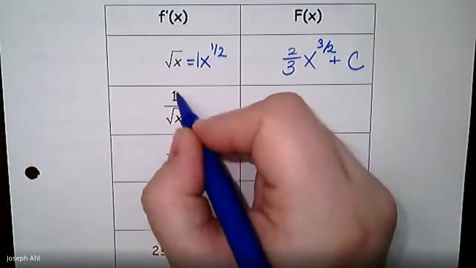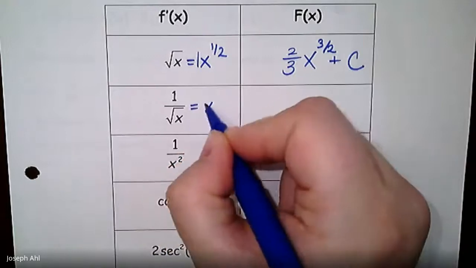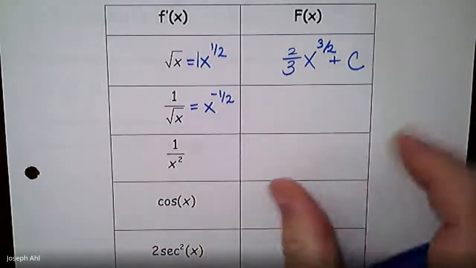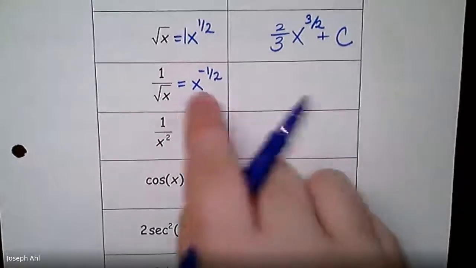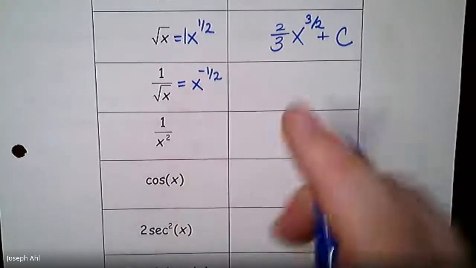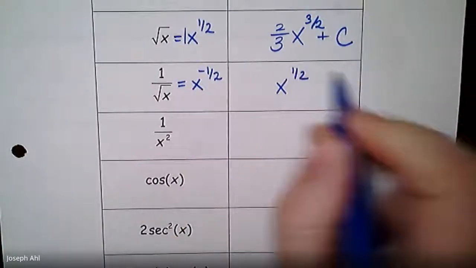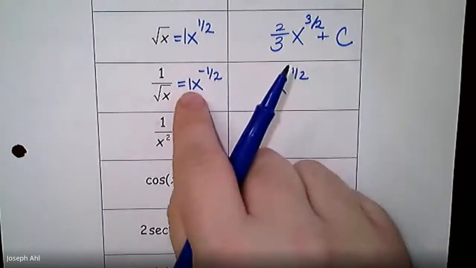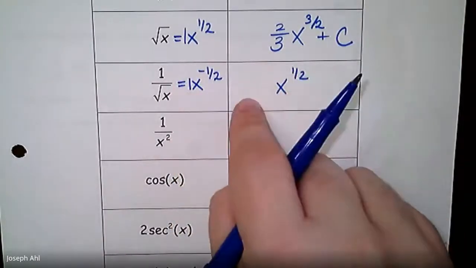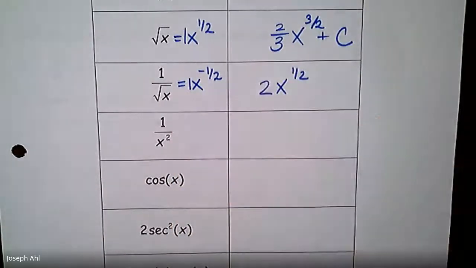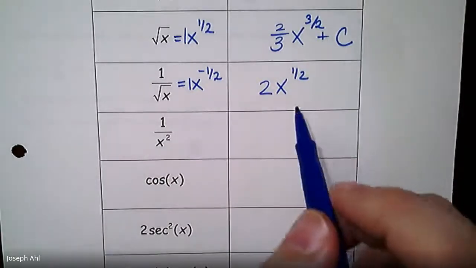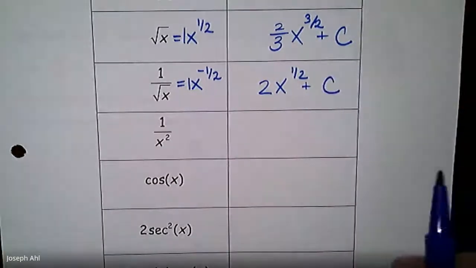Similarly down here, if it's 1 over the square root of x, just write it as x to the negative 1/2. So the antiderivative, up that by 1, we're now at 1/2. So it's x to the positive 1/2. Take the coefficient out front and divide by 1/2. Well, dividing by 1/2 is like multiplying by 2. So therefore, we get 2x to the 1/2 plus c.